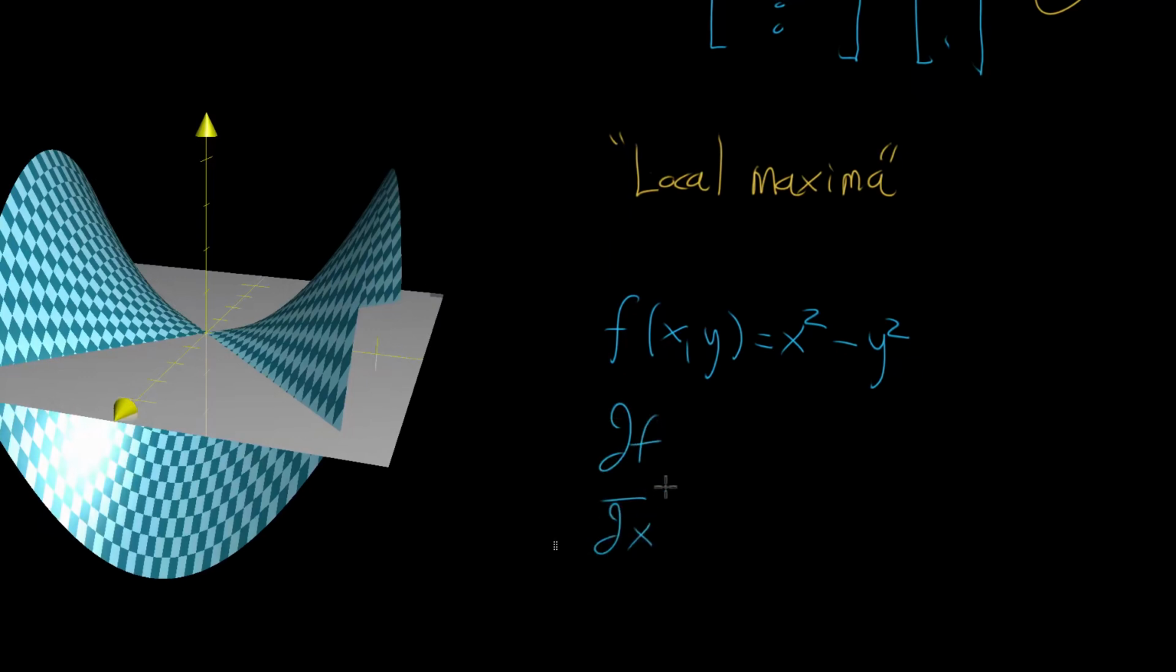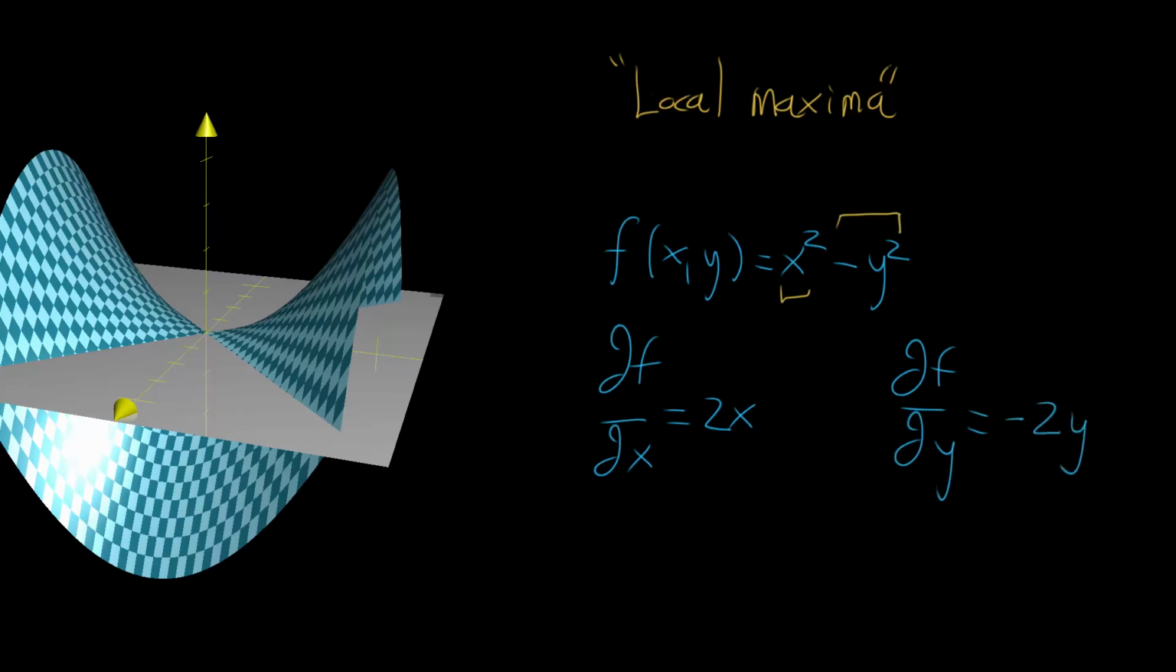So the partial derivative with respect to x, we look here and x squared is the only spot where an x shows up, so it's 2x. And the other partial derivative, the partial with respect to y, we take the derivative of this negative y squared, and we ignore the x because it looks like a constant as far as y is concerned, and we get negative 2y.